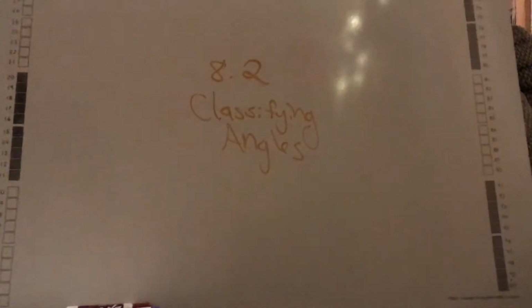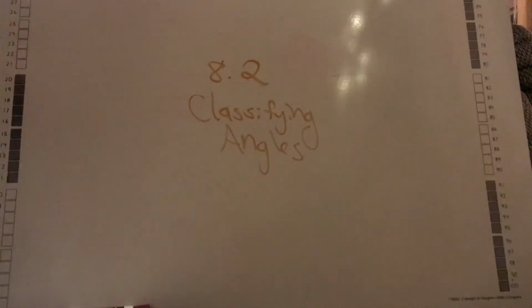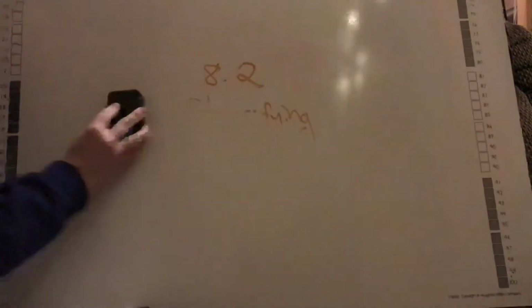All right, for today's lesson, we are going to be classifying angles. In 8.1, we talked about lines and segments and rays and points, and now we're going to be looking specifically at angles. If you open your book to page 316, you'll see that we have four main types of angles.